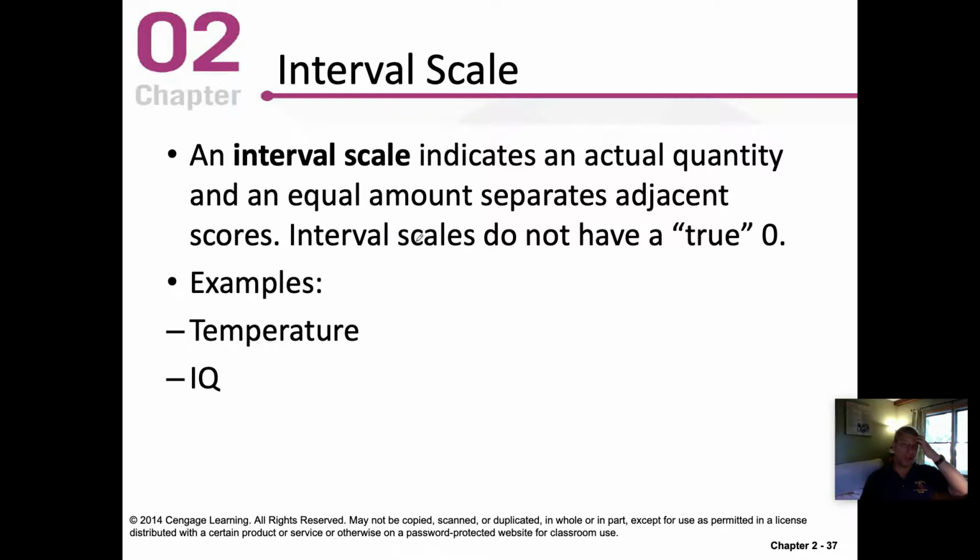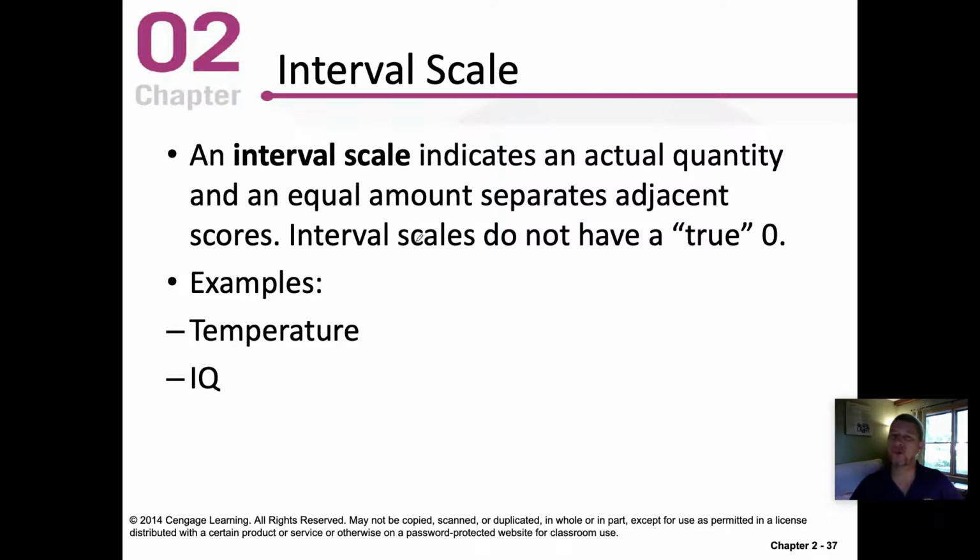Now, an interval scale indicates an actual quantity, and an equal amount separates adjacent scores, but they do not have a true zero. So, for example, the Fahrenheit temperature scale: there's the same difference between 51 and 52 degrees as there is between 81 and 82 degrees. 1 degree is the same change in temperature. However, you'll notice that the Fahrenheit scale goes to 0 and below. You can have negative temperatures.